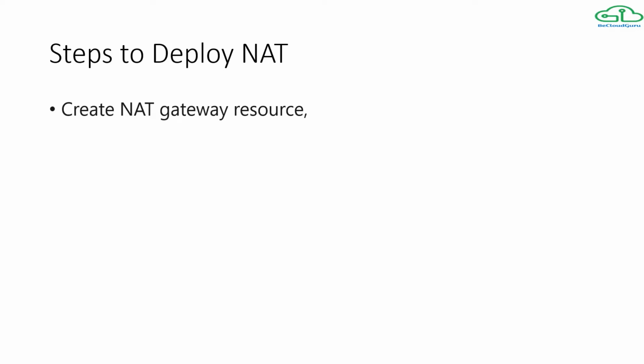First, we need to create a NAT gateway resource, and of course, before that, you need to have a virtual network and a subnet to which this NAT gateway resource is to be assigned. Then this NAT gateway resource would require a public IP address, whether it comes from a single public IP resource or a public IP prefix.